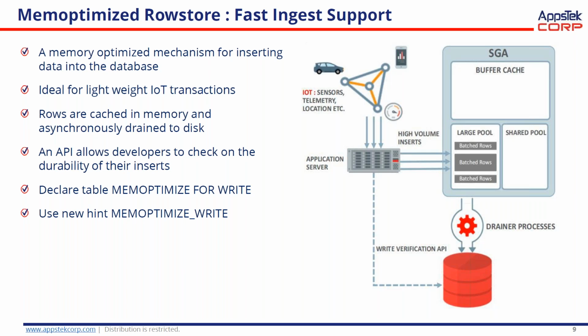It will be ultra fast, and Oracle has tested 25 million inserts per second on a 2-socket server. You have to use the hint MEMOPTIMIZE_WRITE when you do the insert. You have to use that hint in your insert SQL query. And the API allows developers to check on the durability of their inserts also. So rows are first cached in memory, which is in the large pool of that instance, and they are asynchronously drained to disk.